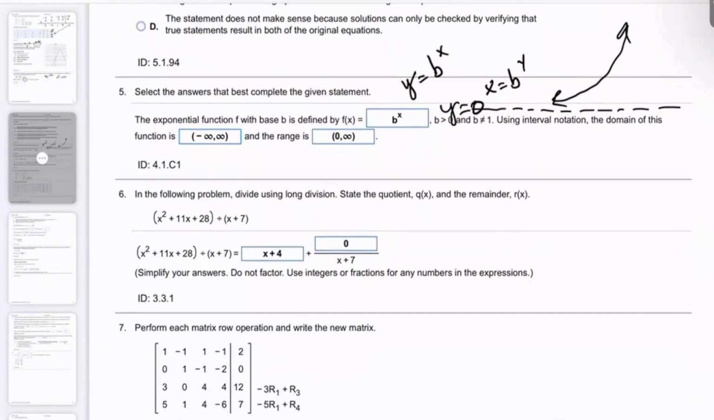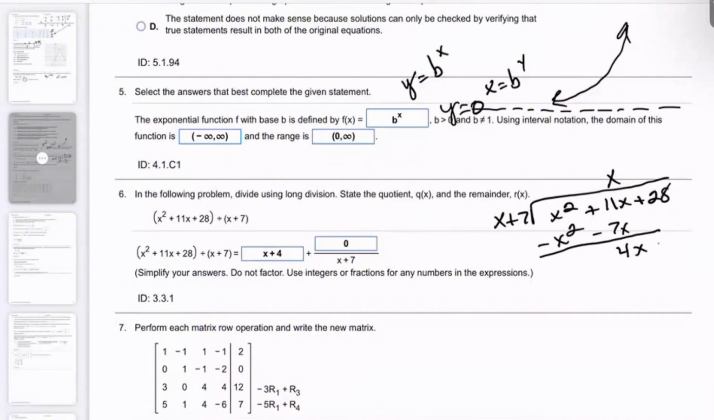We have long division here. So remember x plus 7, and then you divide it into x squared plus 11x plus 28. You remember x going into the first term, place it here. We got x squared, and then x times 7 is 7x. Change the signs and add. We get 4x plus 28. Same thing, we go x into 4x, plus 4, 4x, 28. Change the signs, add, get 0, and there you go.